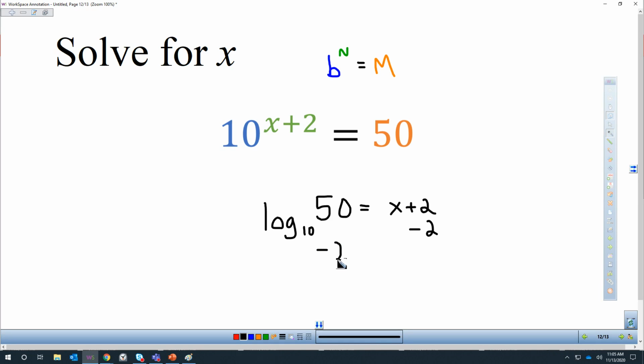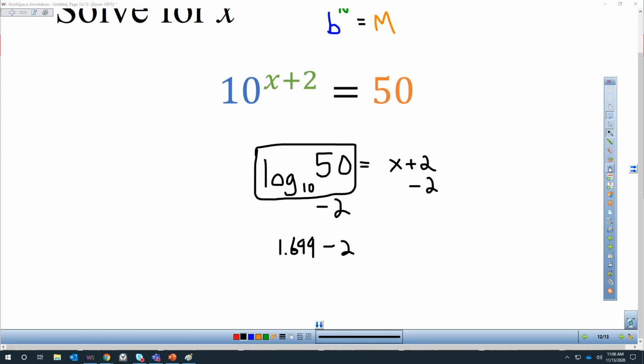Now be careful when you do that over here, right? We're not taking 2 from 50, we're taking 2 from log base 10 of 50, which we said earlier is 1.699. So we're subtracting 2 from that. What I like to do though, instead of rounding, because sometimes that gives you more error than you would like, is we're just going to type it as log base 10 of 50.